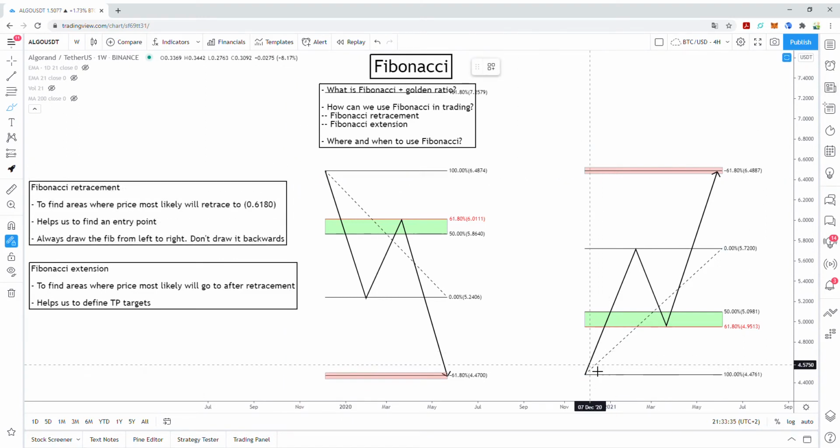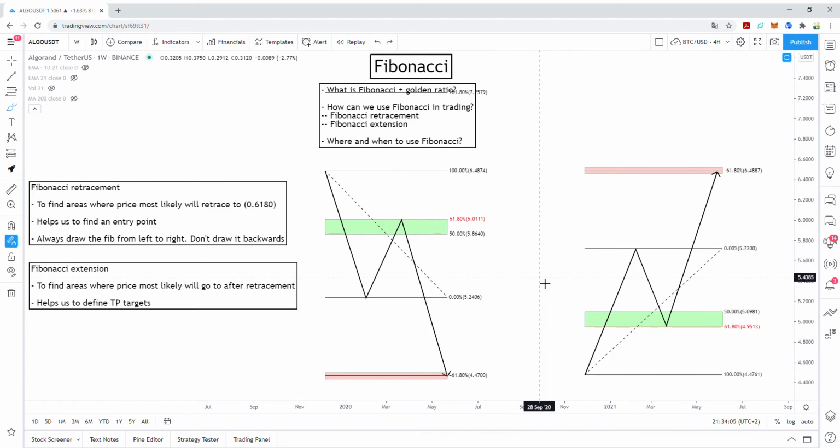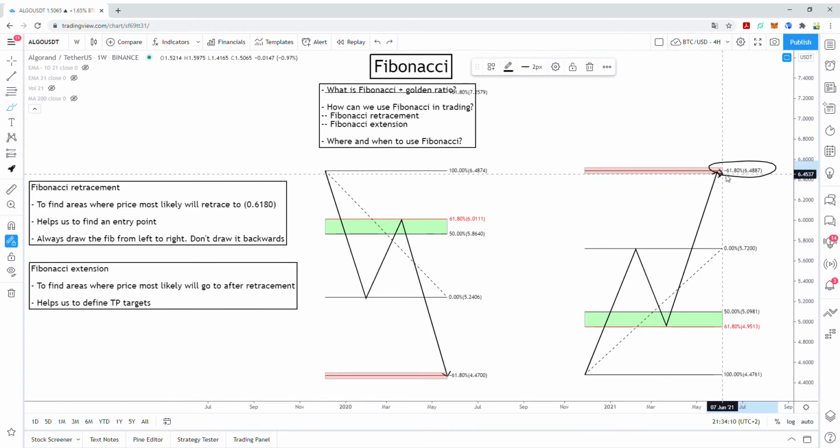So now that we have seen the Fibonacci retracement, we can look at the Fibonacci extension, and this gives us an area where price will most likely go after a retracement. So it also helps us to define take profit targets. So if we have seen this move hold the area here, we know that this is strong and we can look for an entry around here. Then we want to know, okay, where do we have to take profit? And this is usually the Fibonacci extension.